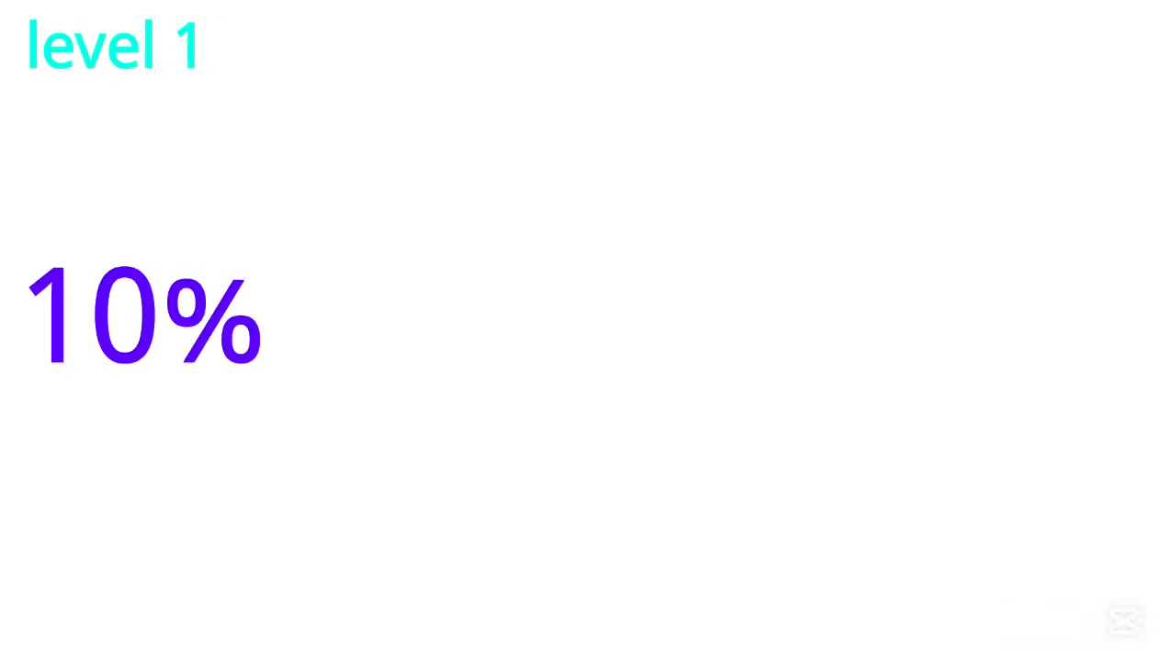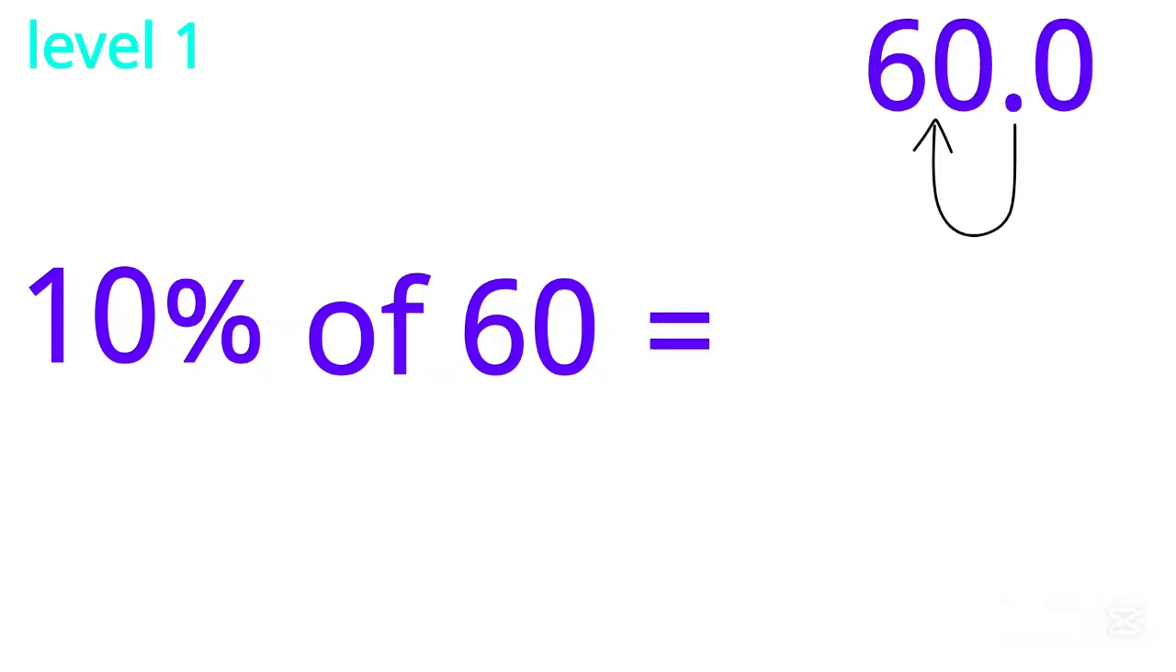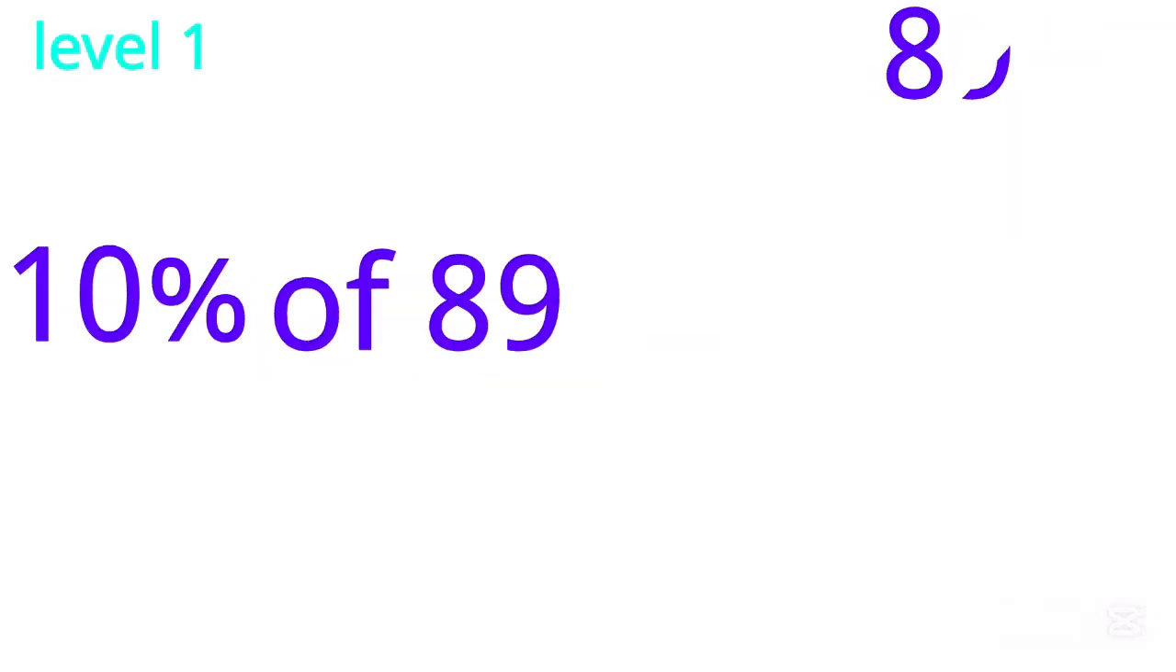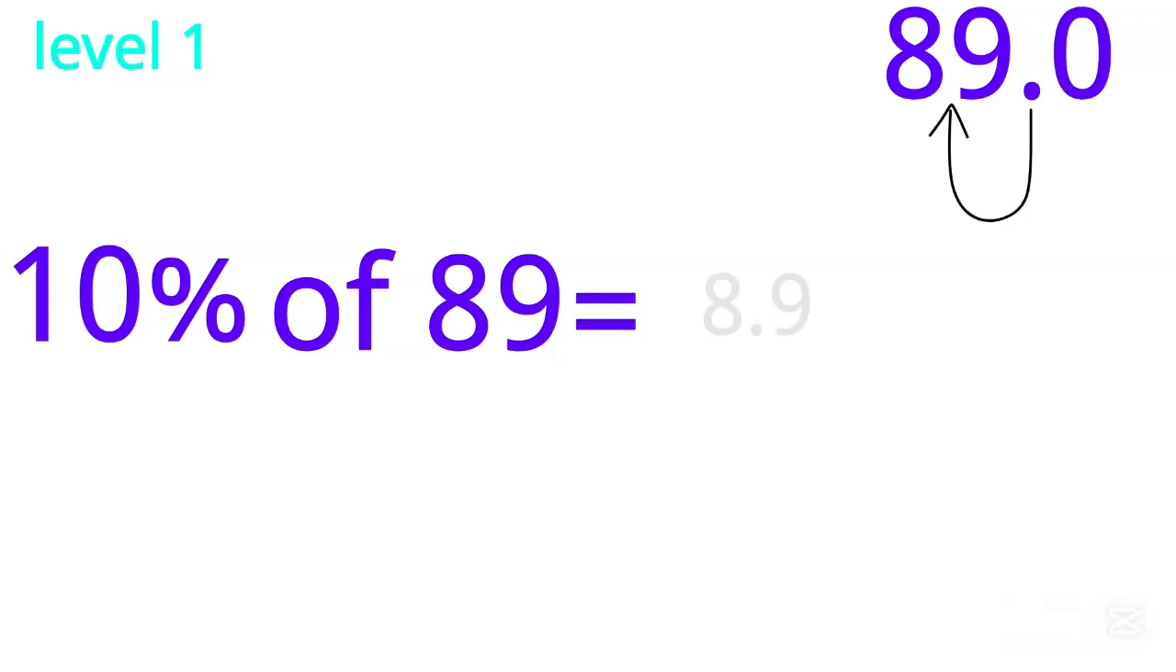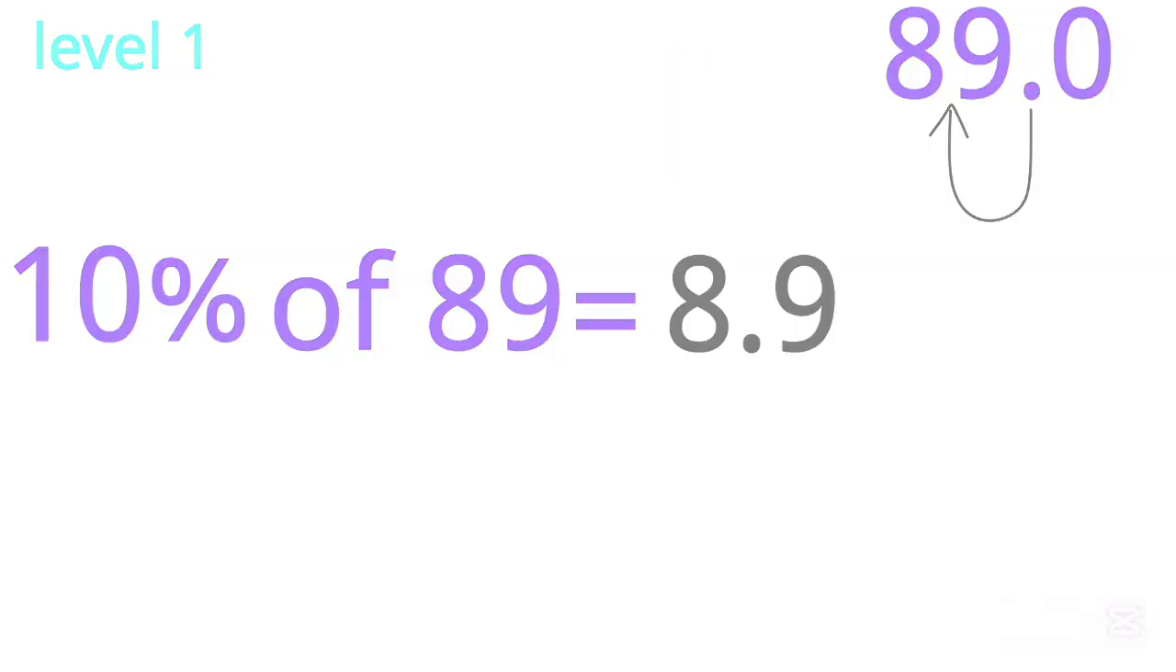10%. The easiest percentage there is. 10% of 60? Just move the decimal one place to the left. That's it. The answer is 6. Let's try an odd number. 10% of 89. Same rule. Move the decimal one place to the left. The answer is 8.9. That's faster than blinking. Now don't leave. We're moving to level 2.